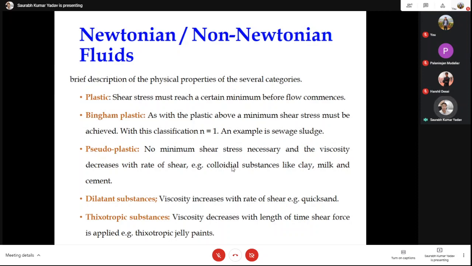So in pseudoplastic, no minimum shear stress is required to flow. Okay, and viscosity decreases with the rate of shear, in colloidal substances like clay, milk, and cement. Dilatant substance: viscosity increases with the rate of shear, e.g. quicksand. Thixotropic: viscosity decreases with the length of time shear force is applied. Thixotropic jelly and paints are some examples of this kind of lubricants.